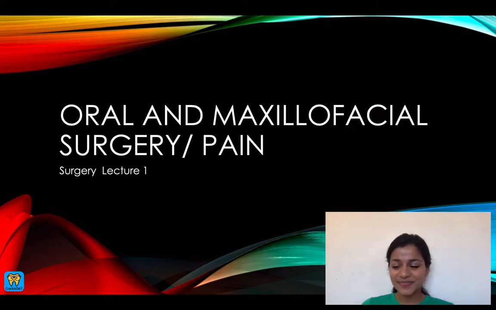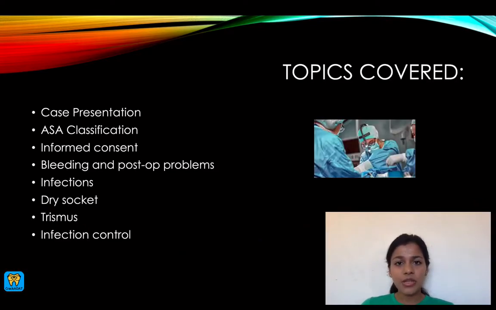So let's get started. Some of the topics we will cover in this video are going to be more of an overview, just like my other first videos. And I will only be focusing on the most important aspects for the national boards. But for an overview, we will be talking about case presentation, ASA classification, informed consent, bleeding and post-op problems whenever we are having an extraction or any surgery. And then infections, dry socket, trismus, and then I'm going to end with infection control.